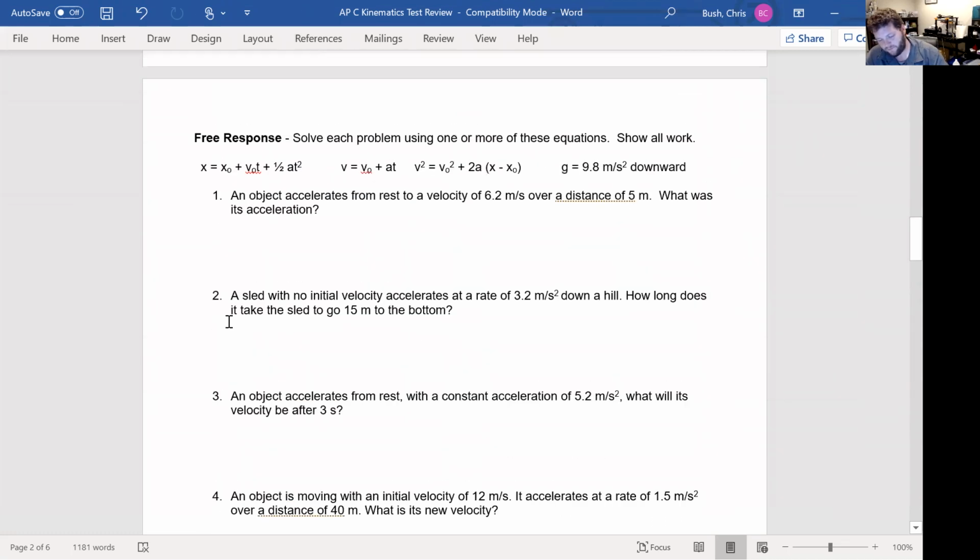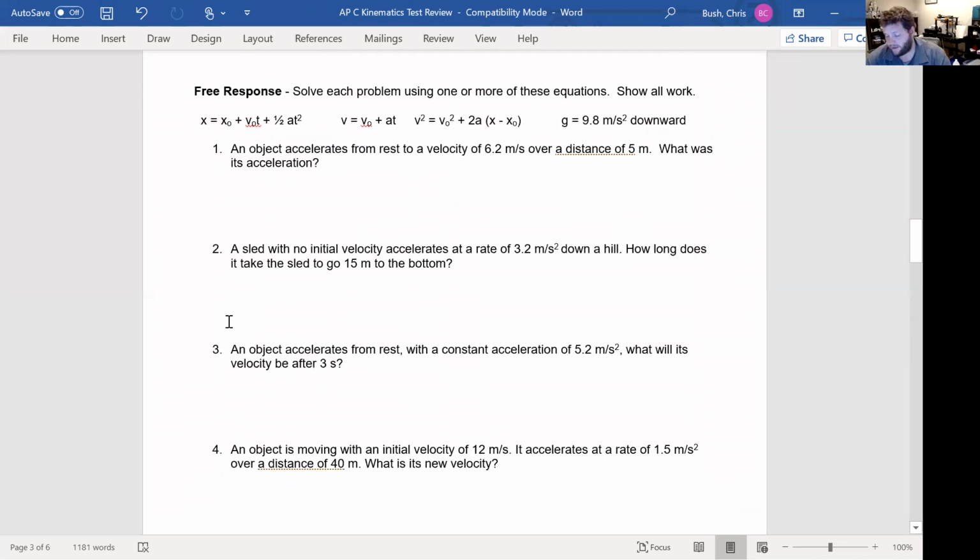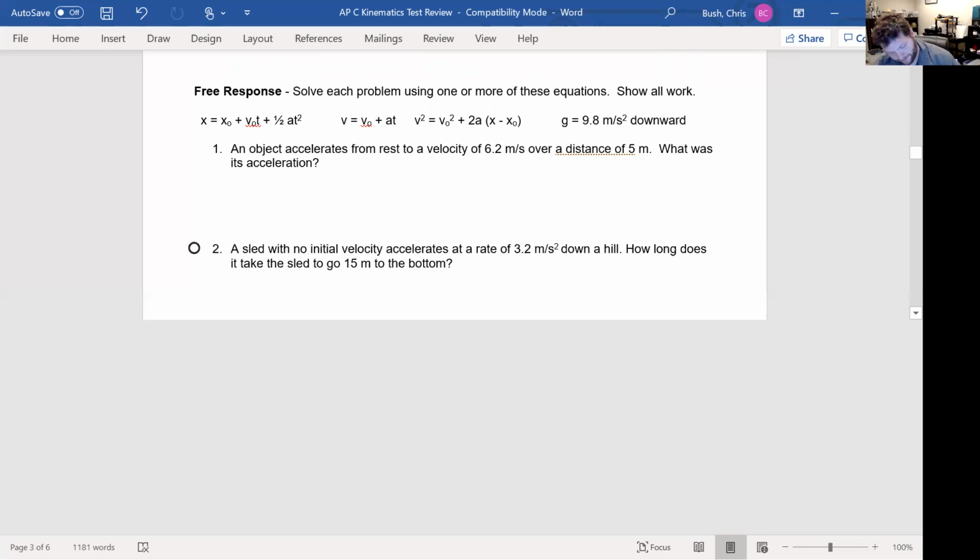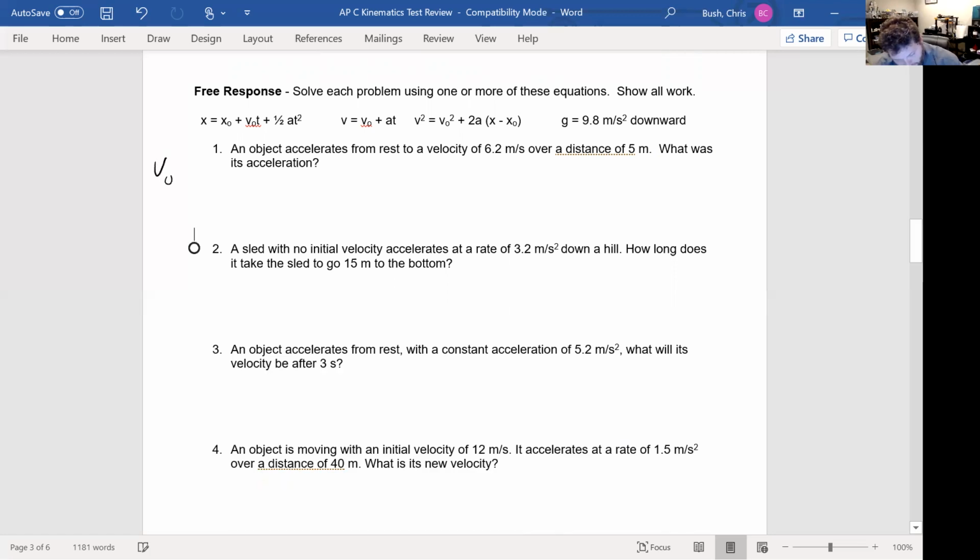6 of them. Okay. Object accelerates from rest. So immediately v naught is equal to 0, to a velocity of 6.2 over a distance of 5 meters. What was its acceleration? So I want acceleration. What I don't have here and what I don't care about is time.